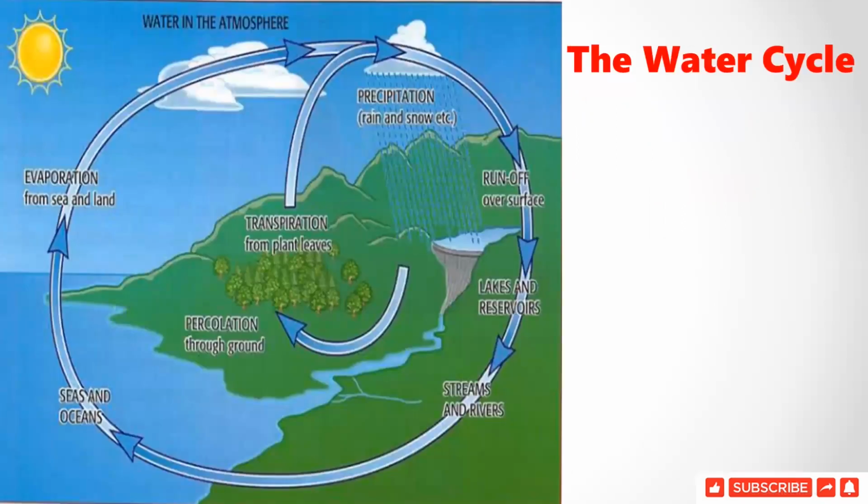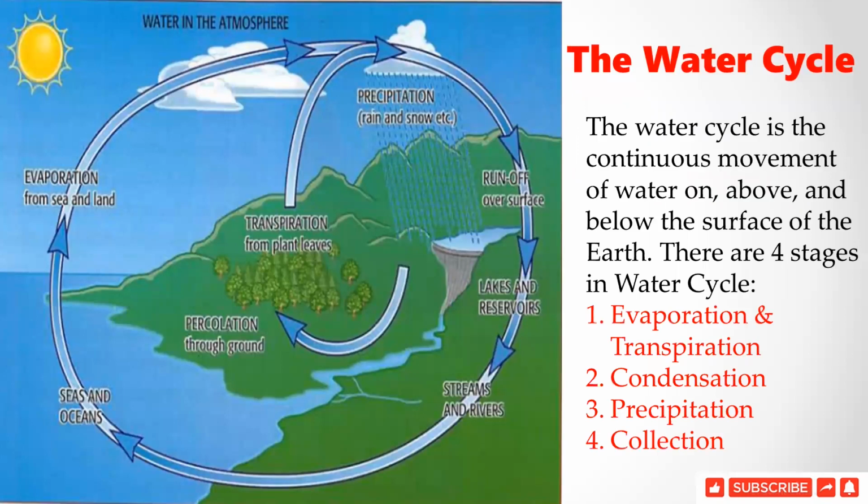What is a water cycle? The water cycle is a continuous movement of water on, above, and below the surface of Earth. There are 4 stages in the water cycle. Number 1 stage, we can say this is evaporation and transpiration. If we combine them together, we say evapotranspiration. So this is one stage.